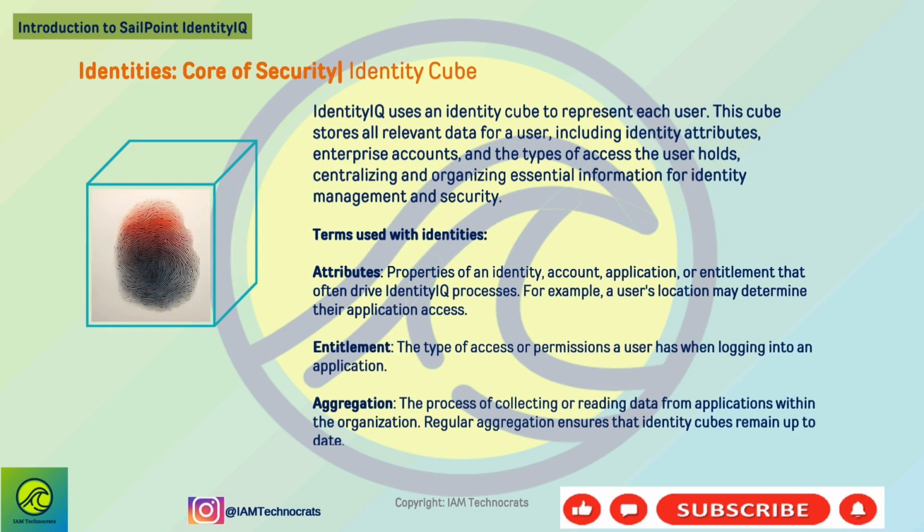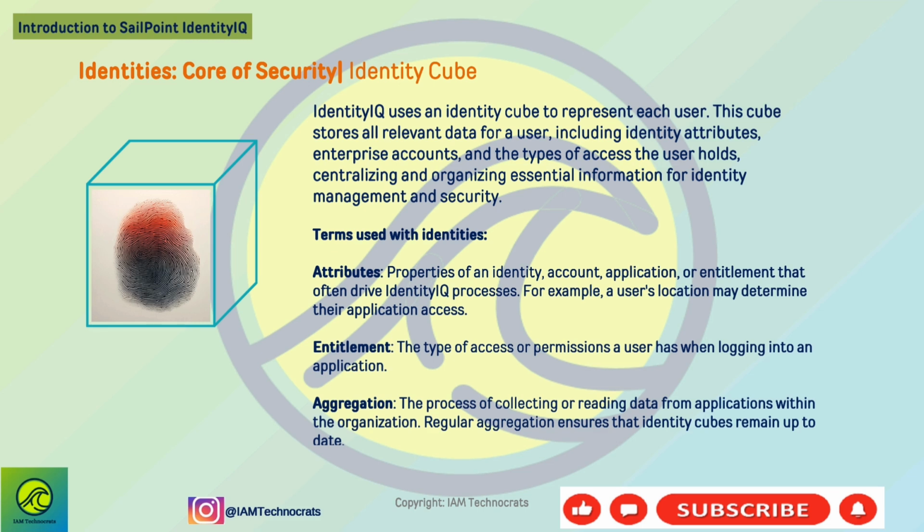Identity Cube. IdentityIQ uses an identity cube to represent each user. This cube stores all relevant data for a user, including identity attributes, enterprise accounts, and the type of access the user holds, centralizing and organizing essential information for identity management and security.